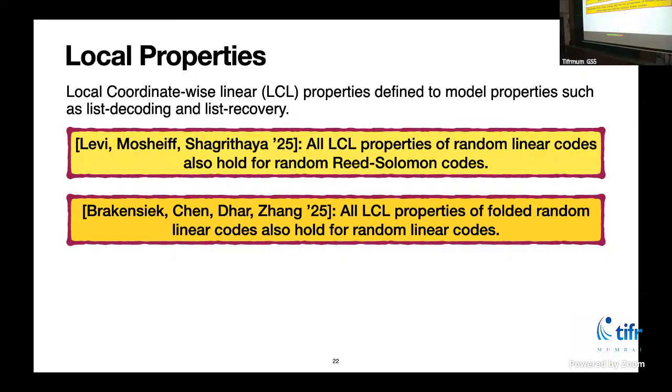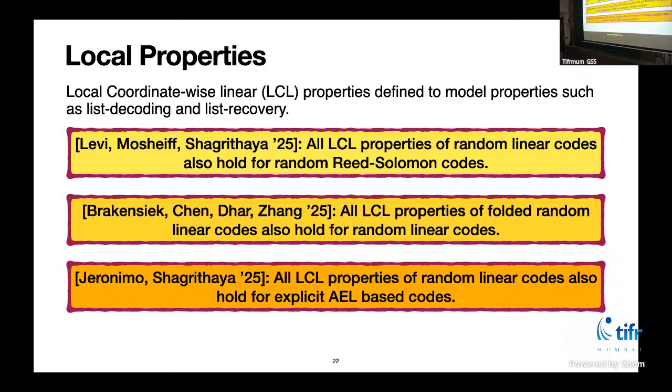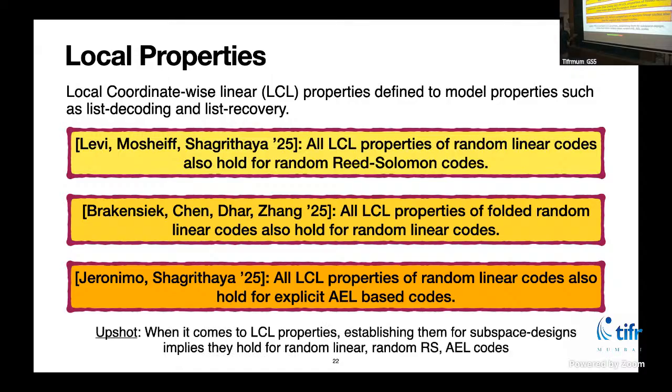Why is this nice? As I mentioned before, folded random linear codes are subspace designs, even though random linear codes aren't. So if you have a proof of some property for all subspace design codes, it will translate directly to random linear and random Reed-Solomon, if your property is all this local LCL business. In another work, Jeronimo showed that all LCL properties of random linear codes also hold for explicit AEL-based codes, expander-based codes, which will have that. So all we now need to do is prove whatever LCL properties we want for subspace designs, and they'll translate to everything that we want.